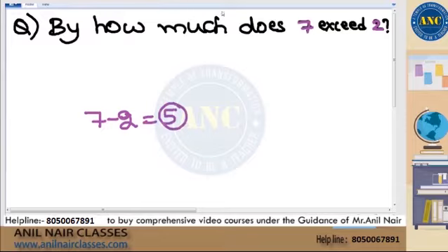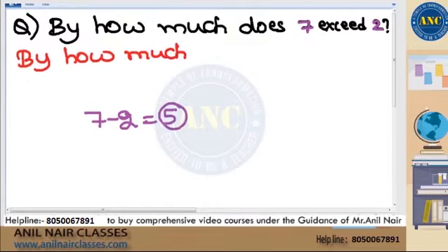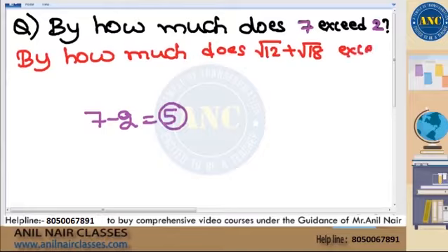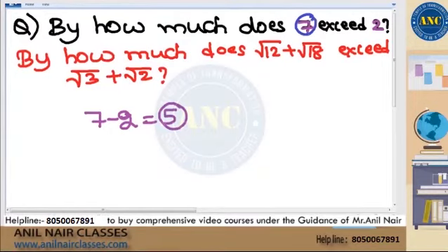Same thing if it is given in terms of surds. For example, your question is: by how much does root 12 plus root 18 exceed root 3 plus root 2? Same ideology, same analogy I will implement once again. Can I say that this 7 is nothing but root 12 plus root 18?